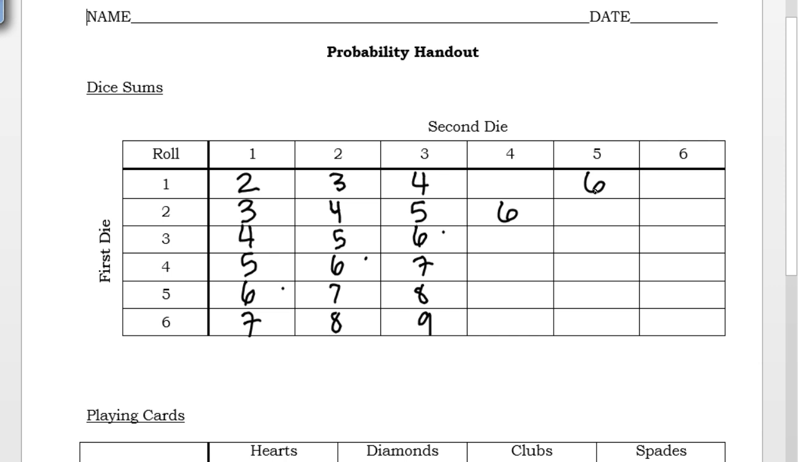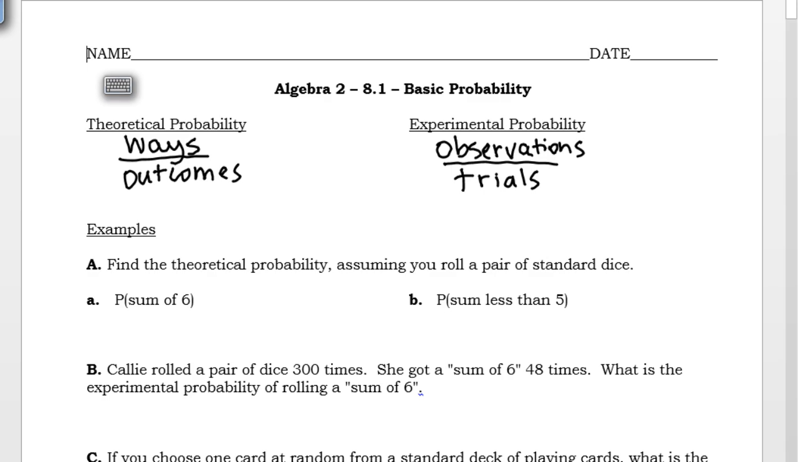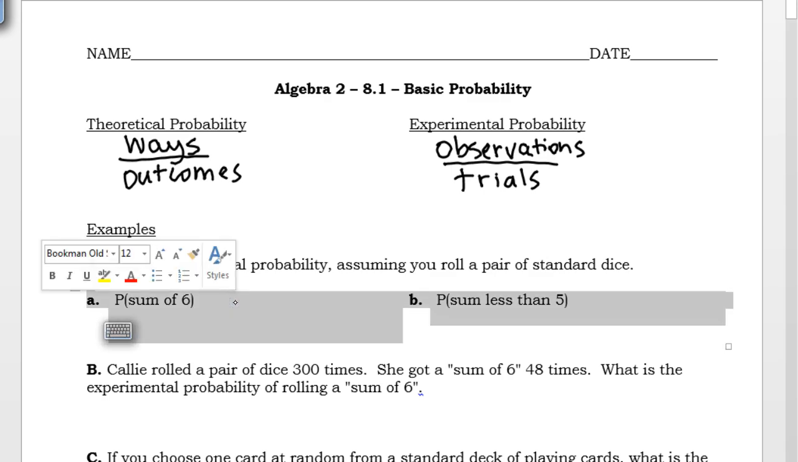And to answer the first question, what's the probability of rolling a sum of 6? I have 1, 2, 3, 4, 5 out of, there are 36 altogether, 6 by 6, 36. 5 out of 36 would be my answer for the first question.